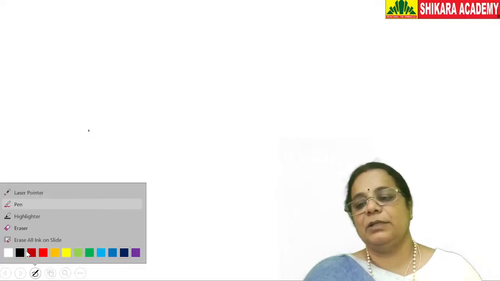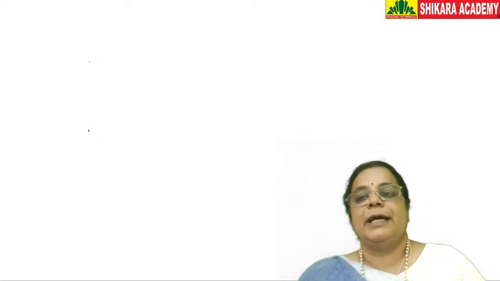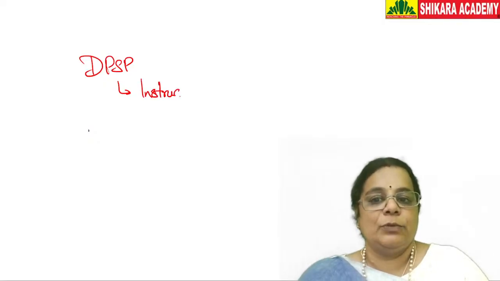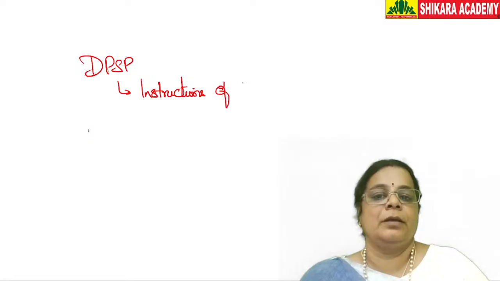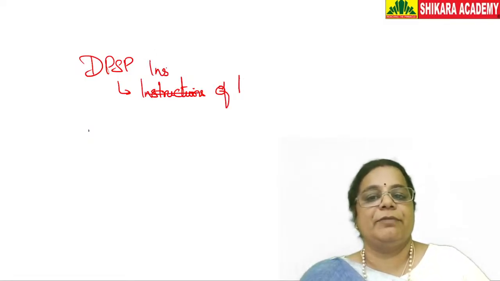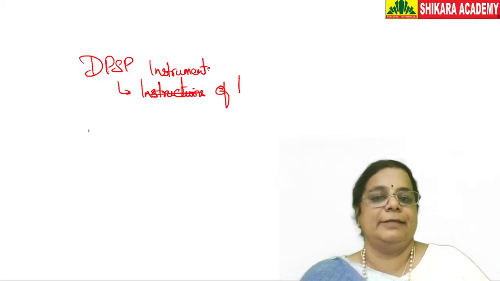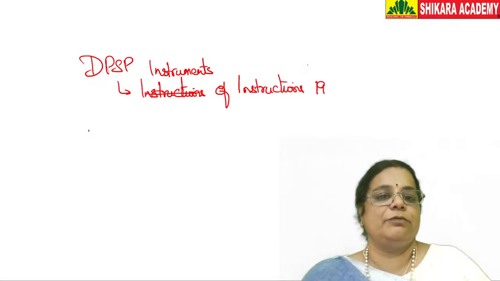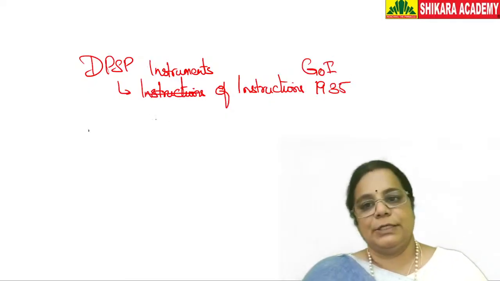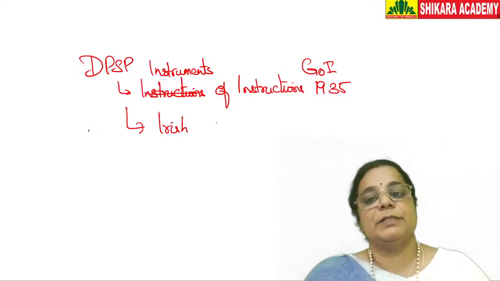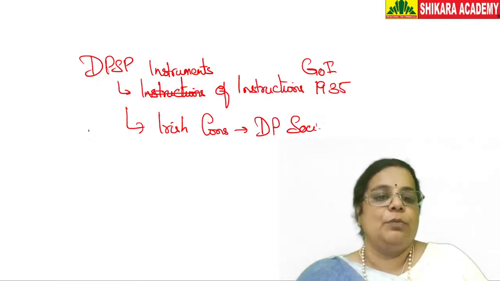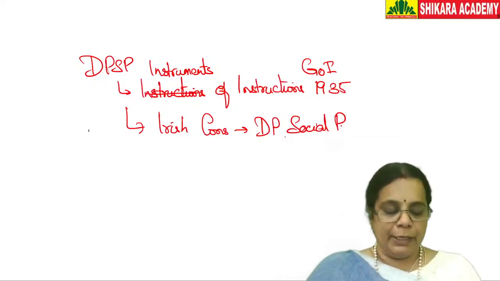Now, the next thing that we have to discuss about DPSPs is their origin. Remember, directive principles of state policy are similar to what were called instruments of instruction given in the Government of India Act 1935. And please remember, they are actually sourced from the Irish constitution, where they are called directive principles of social policy, not state policy. It is DPSP, social policy. So, this is about the origins of DPSP.